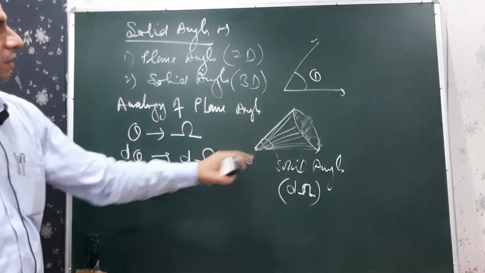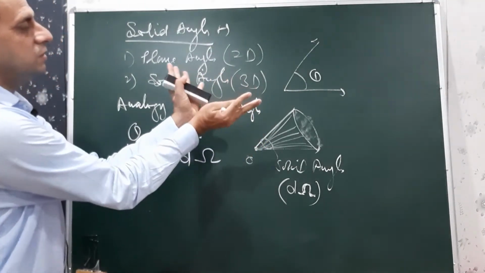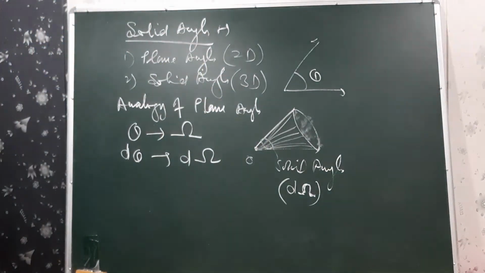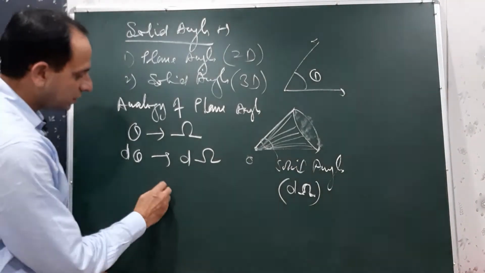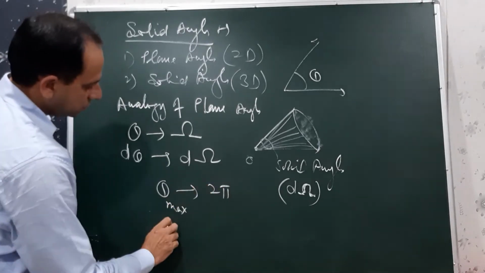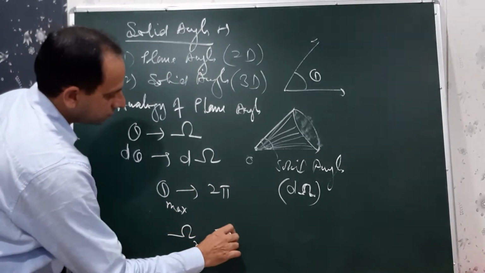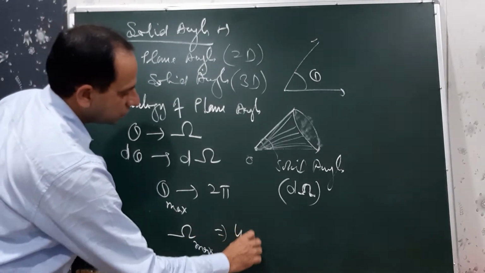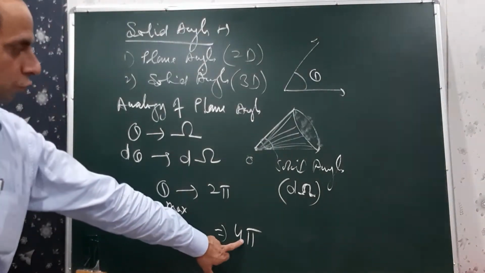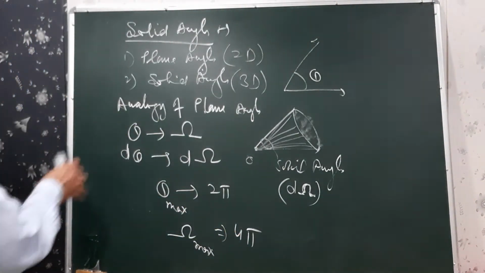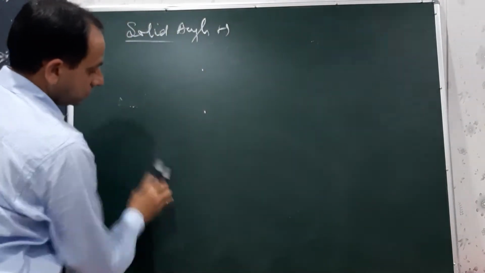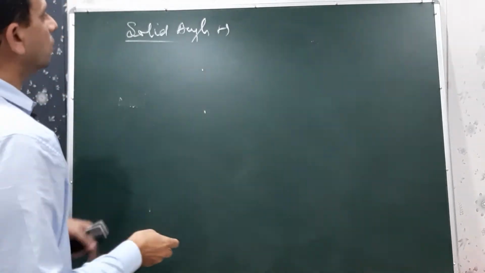This is a small angle. If we extend this cone and diverge it in open space, then the solid angle formed at the center O is 4 pi. So, we know that the maximum value of theta is 2 pi, similarly the maximum value of solid angle is 4 pi. So, we have to prove that the maximum value of solid angle is 4 pi. How can we prove it? We can prove it by using the mathematical formula for solid angle.